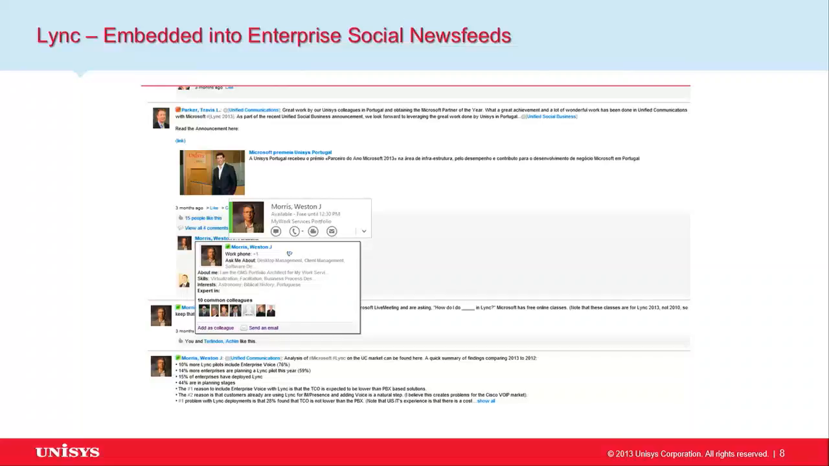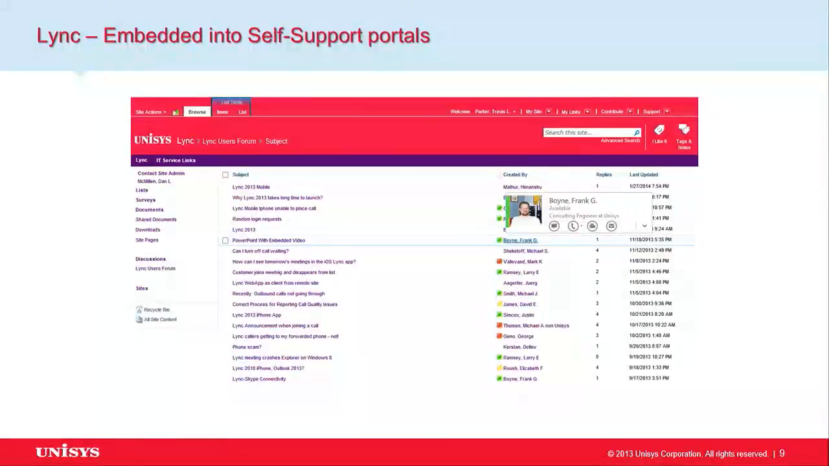Secondly, our social news feeds and communities are a big part of why we've been successful with social, and the Lync enablement of that has really driven adoption. Again, as you can see here, this is an example of my news feed and some information that's gone back and forth. And you can see Mr. Morris's information up here, where I can immediately initiate an IM session or give him a call in response to his comments. And then another example of where Lync has really helped us is the embedding into our self-support portals. This is an example of our Lync Technology Support Portal where we have enabled a Lync Users Forum where people can post questions and answers about their issues or experiences with Lync.